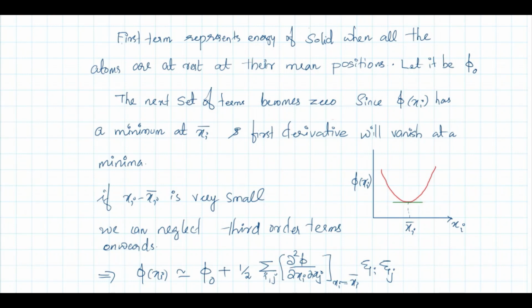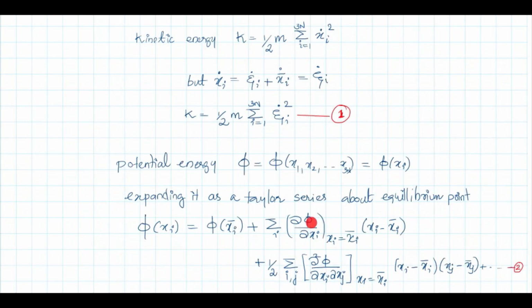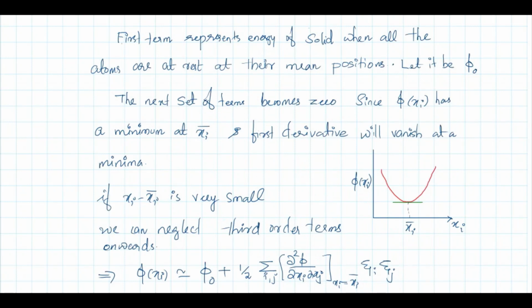And the slope is nothing but ∂φ/∂xi. So ∂φ/∂xi evaluated at xi equal to xi bar will be 0, so all the first order derivative terms will be 0. Now, the second order terms will be like half into sigma ij ∂²φ/∂xi∂xj evaluated at the equilibrium position. Xi minus xi bar is nothing but θi, and xj minus xj bar is nothing but θj.